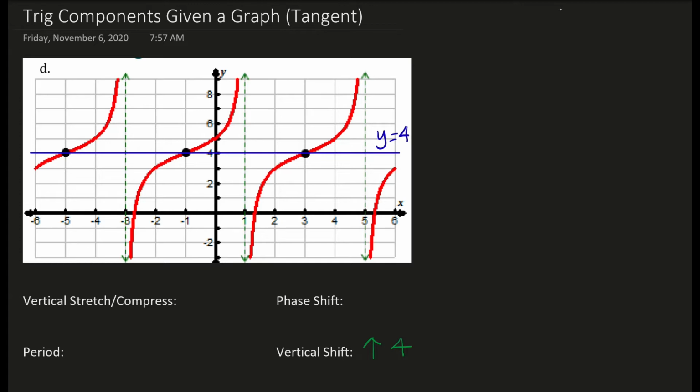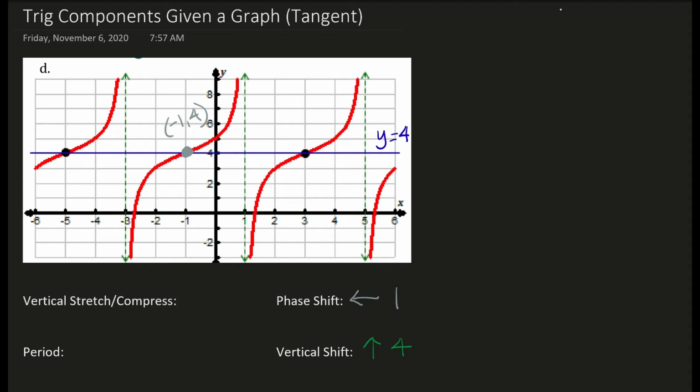Here you'll want to identify the phase shift next. The phase shift is going to be the x value of the inflection point closest to the y-axis. So we'll pick this one here at -1. So this inflection point, -1, 4, tells you your phase shift. So I went to the left 1 unit. And the y value 4 tells you the value of your vertical shift, because that's where your midline is.